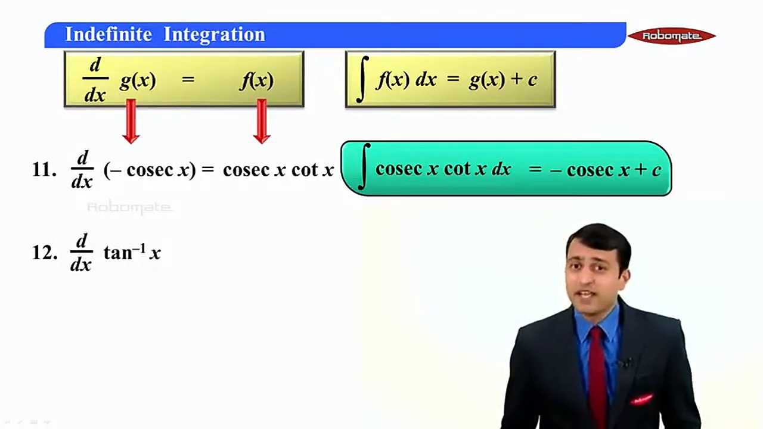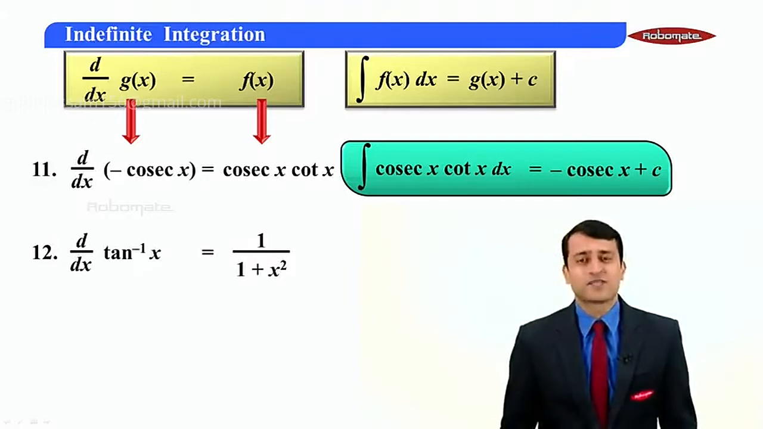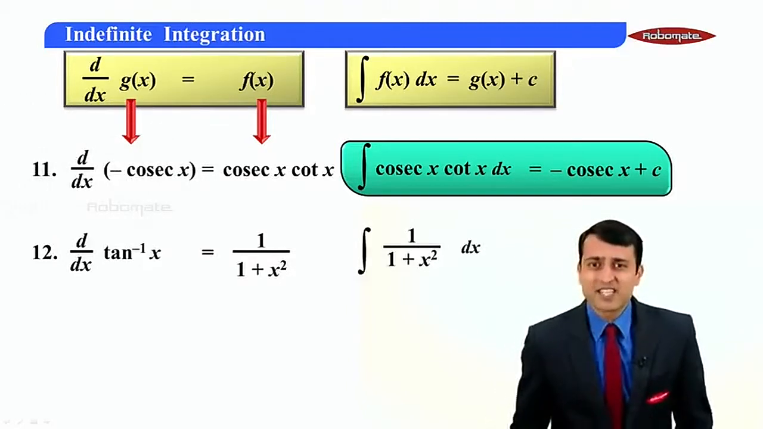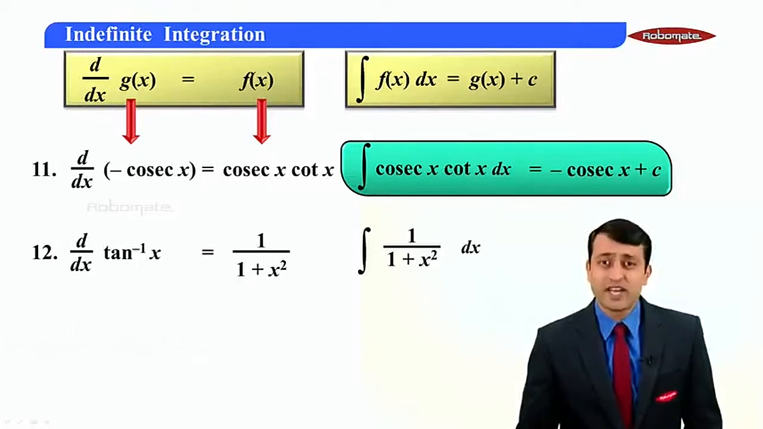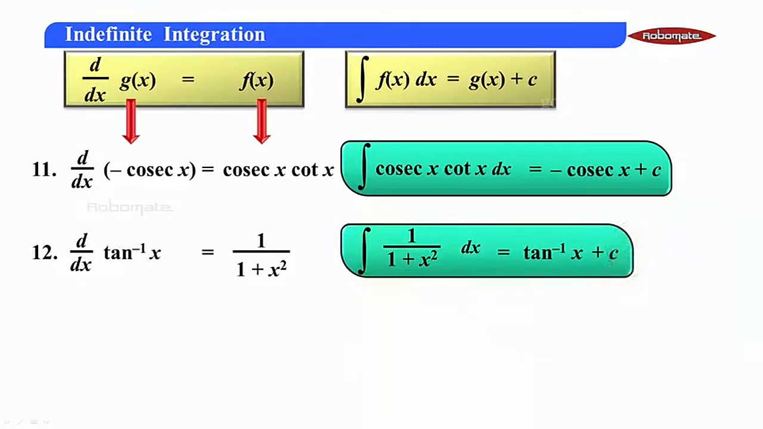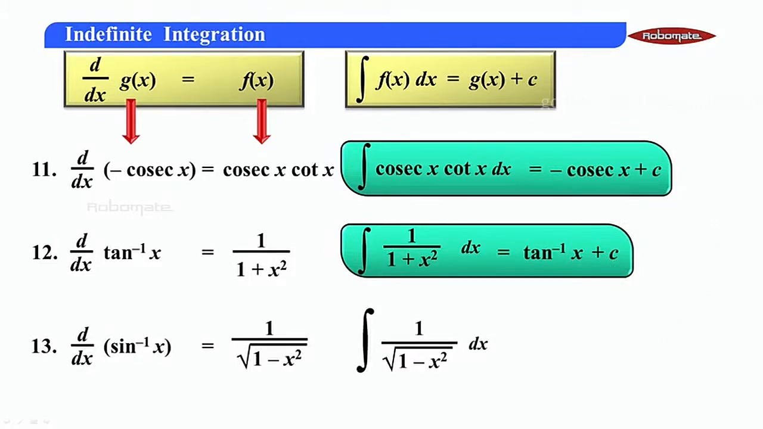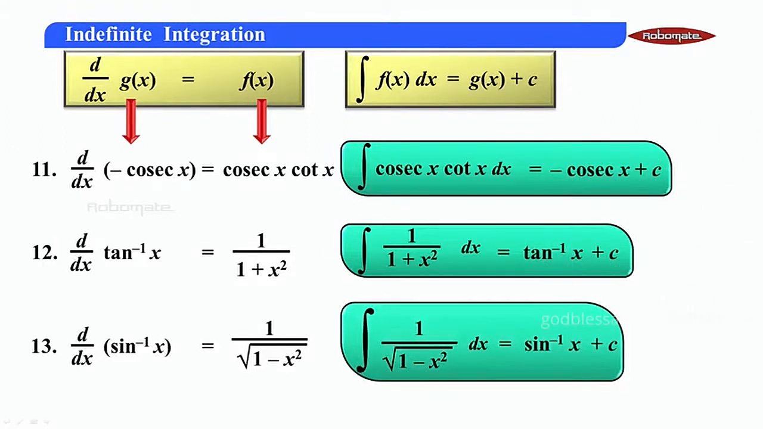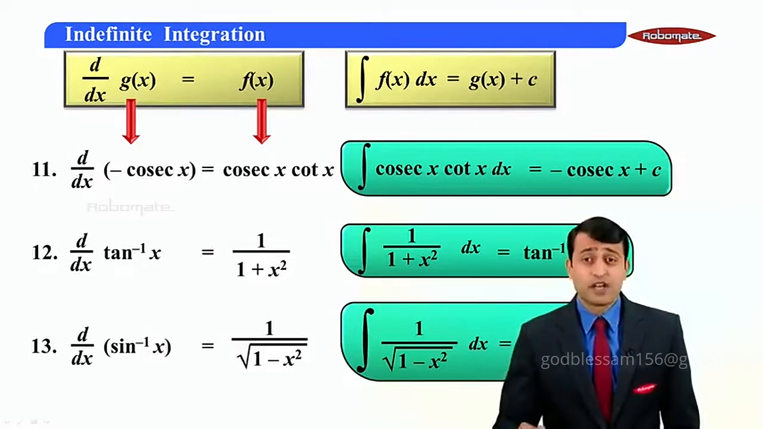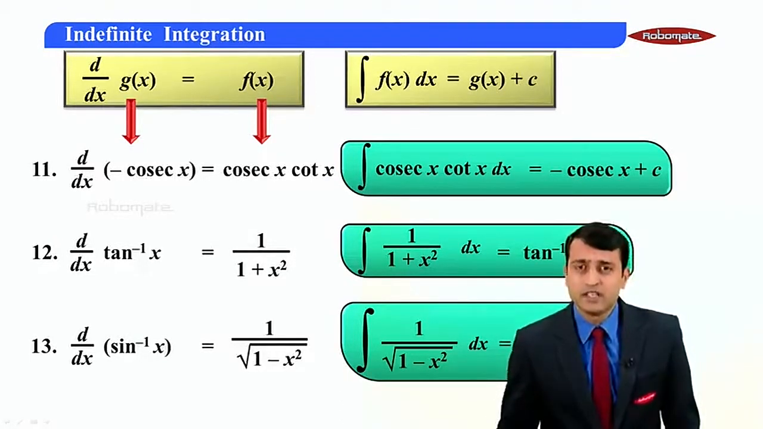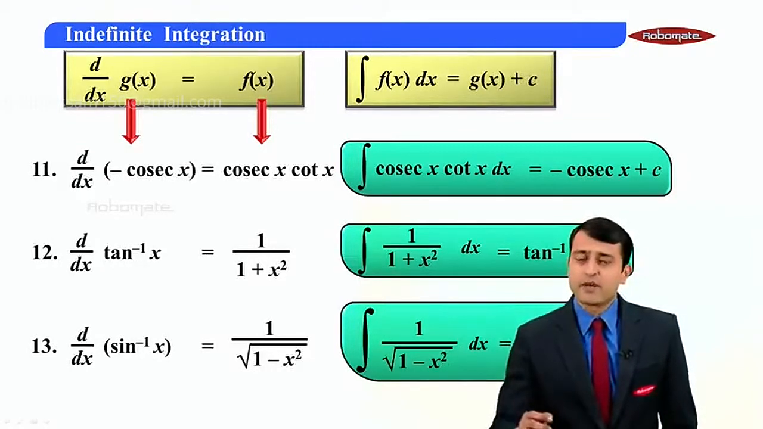Likewise, can we say d by dx of tan inverse x is 1 upon 1 plus x square? So as per the definition, can I say integral 1 upon 1 plus x square dx is tan inverse x plus c? Last in the list, d by dx of sine inverse x, which is equal to 1 upon root of 1 minus x square. So can we say integral 1 upon root of 1 minus x square dx is sine inverse x plus c? So this is the list of 13 formulas which we will require in this chapter to begin with. The remaining formulas, as and when required, we will derive.